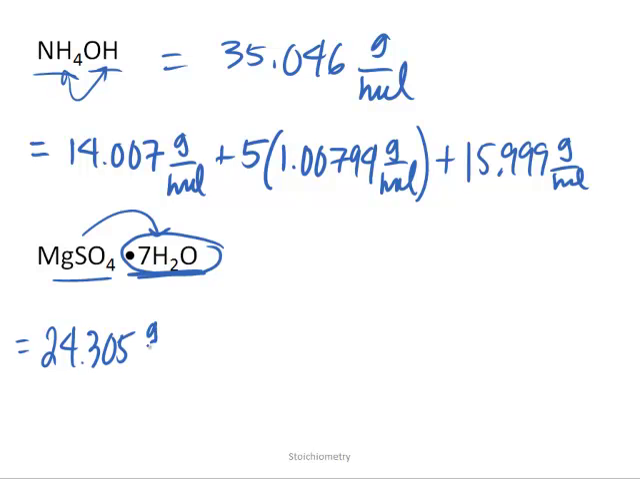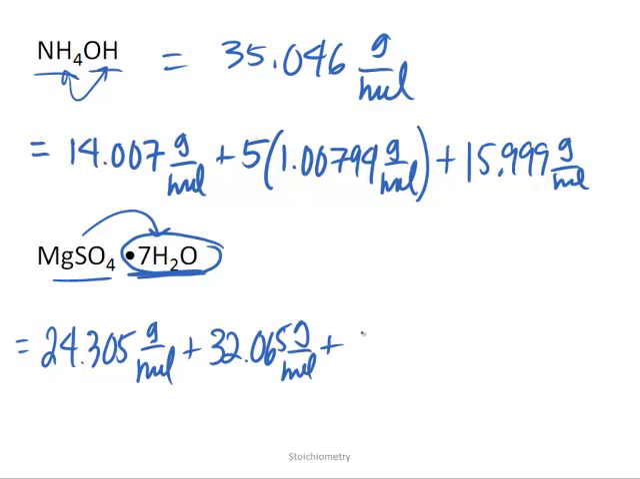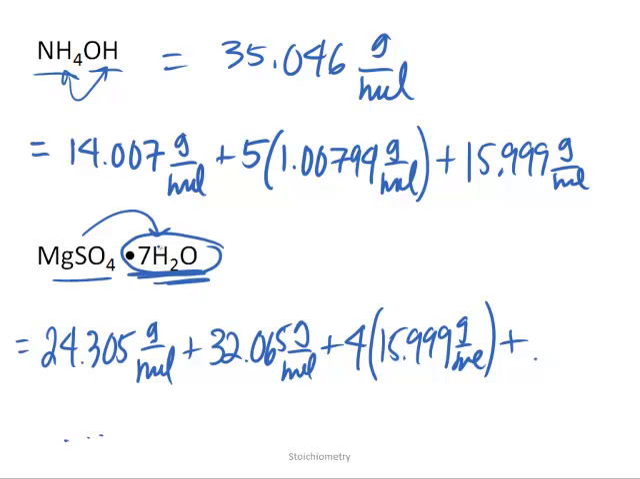So magnesium is 24.305 grams per mole plus 32.065 grams per mole for sulfur, plus 4 times 15.999 grams per mole for oxygen, plus, now you can do this any way that you want. You can add up the molar mass of water and then multiply that by 7, or you can distribute the 7 into each of those. It doesn't matter how you do it, you just need to make sure you add up all that individual mass. So I'll just do it straightforward.